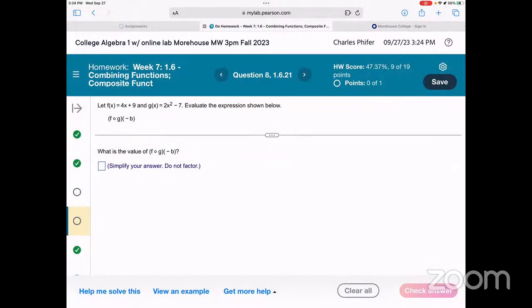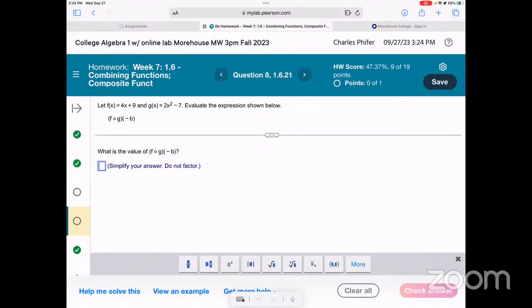Given this f and this g, evaluate the expression shown below. F compose g of negative b. So let's write f of x, which is 4x plus 9, and replace each x with a blank parentheses. So 4 times blank parentheses plus 9. And into the blank parentheses, we're going to put g, which is 2x squared minus 7. Again, I'm going to use blank parentheses, 2 times blank squared minus 7. And then we're replacing x with negative b.